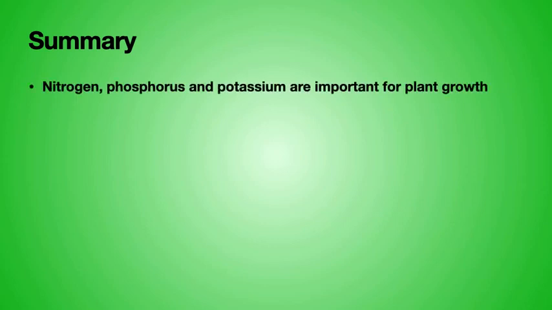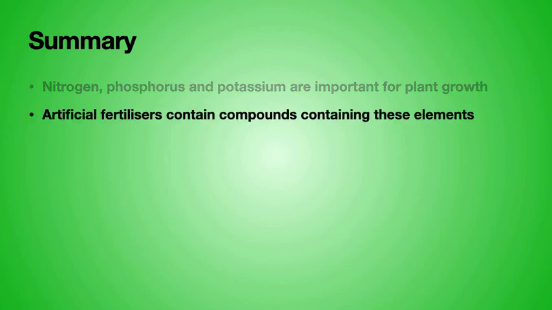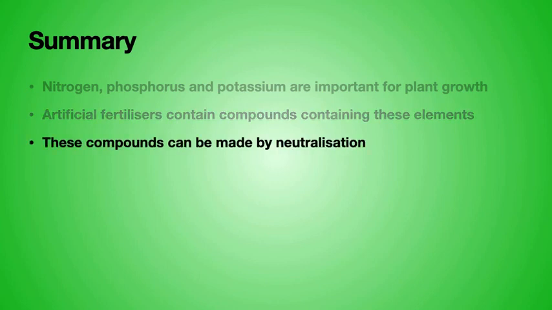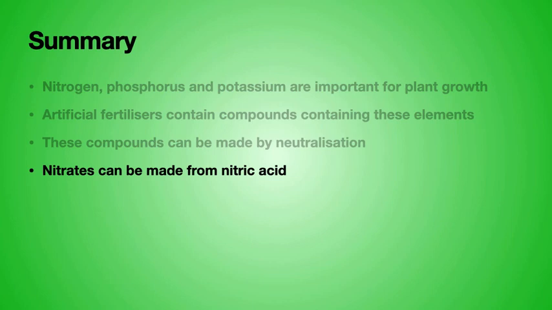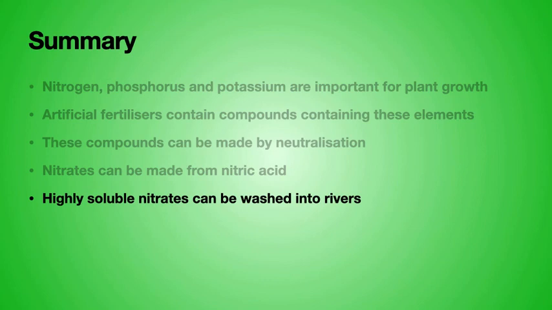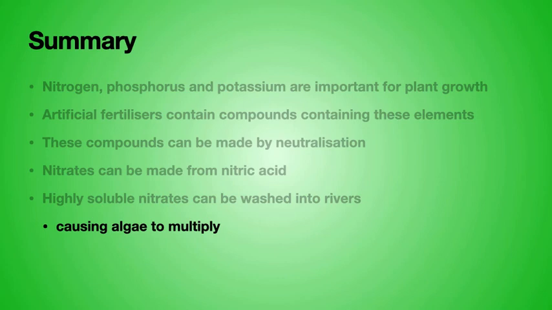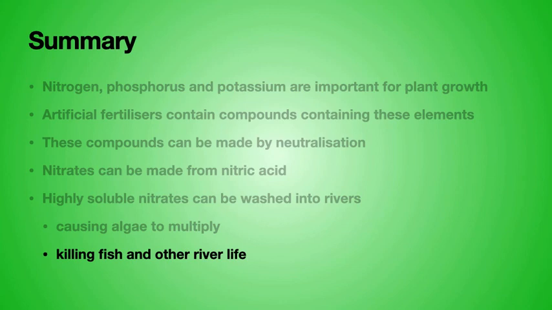Okay, so what do we now know? We now know that nitrogen, phosphorus and potassium are important for plant growth. So artificial fertilizers contain compounds containing those elements. And those compounds can be made by neutralization. In particular, we're interested in nitrates, and nitrates can be made from nitric acid. But these nitrates are highly soluble and are easily washed into rivers, and that can result in algae multiplying out of control in a way that kills fish and other river life.